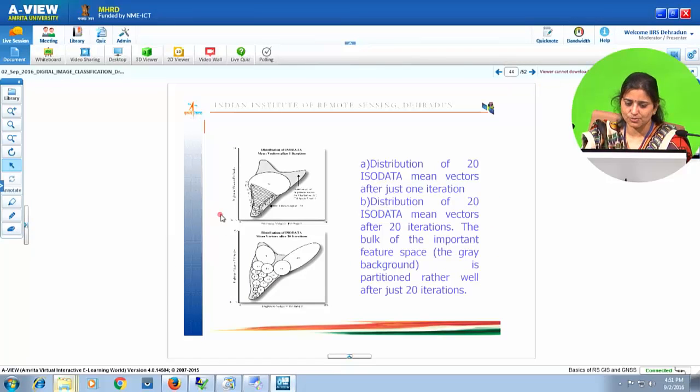So you can see the distribution of the 20 clusters in the first initial phase, and finally how the 20 clusters have been distributed.